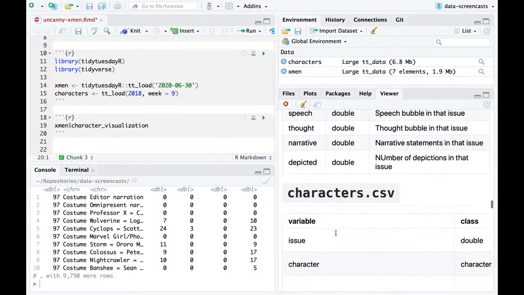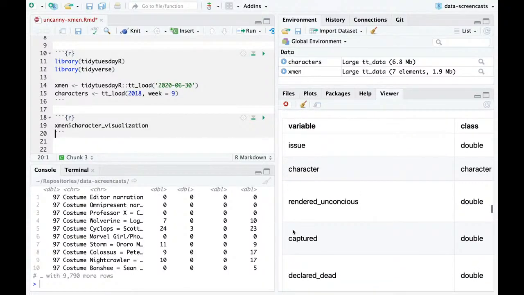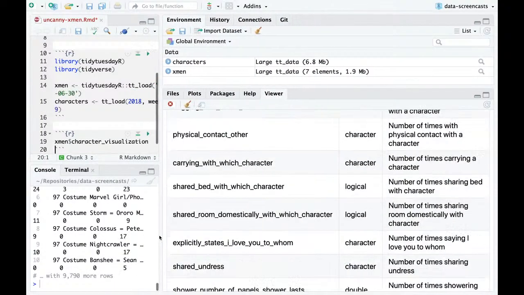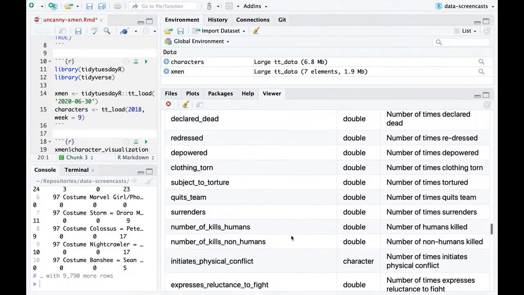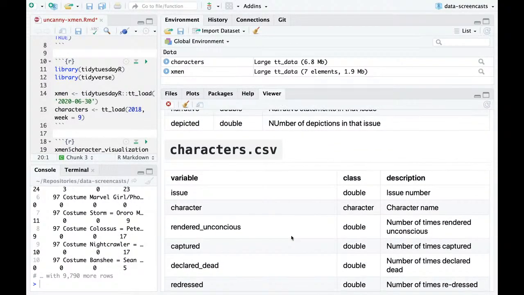Oh, that's so cool. Okay, and then we have just our set of characters. Oh wow, there's so much information here. We have information like, this is so cool. I didn't know what data we'd be looking at today.